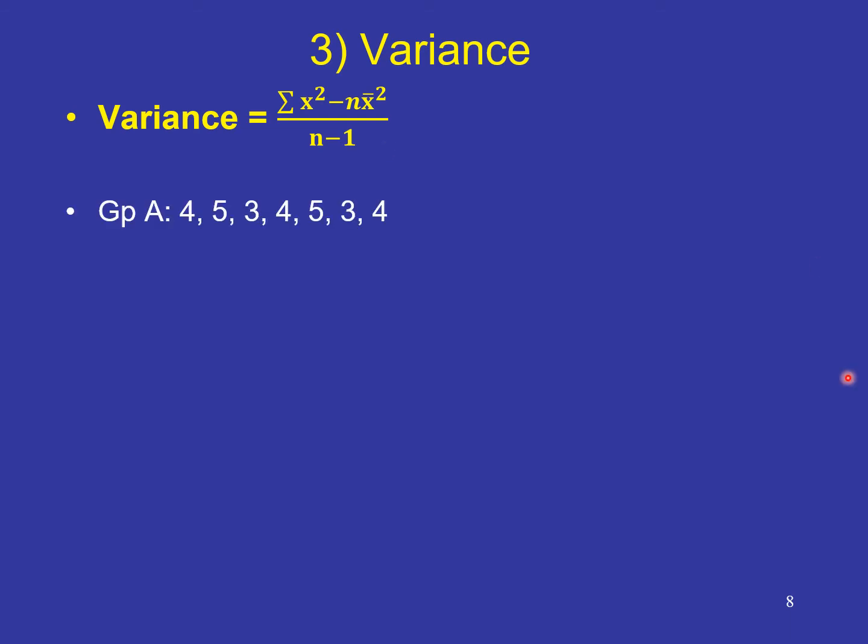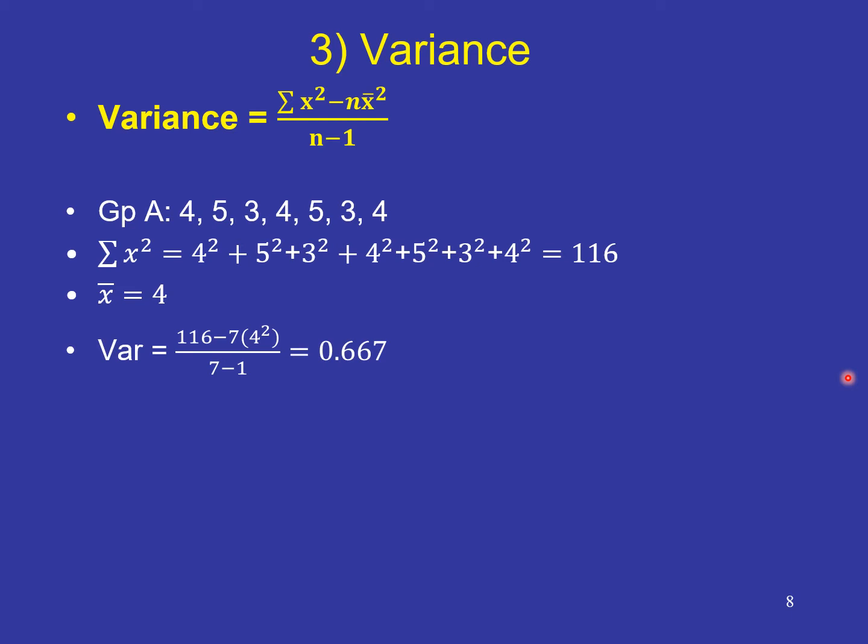So let's look at calculating this for group A. So we first of all have to square all the values and add them up. So in this case, we get 116. We also need to work out the mean. We did that on an earlier slide.